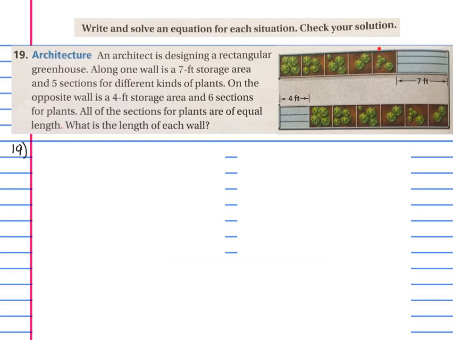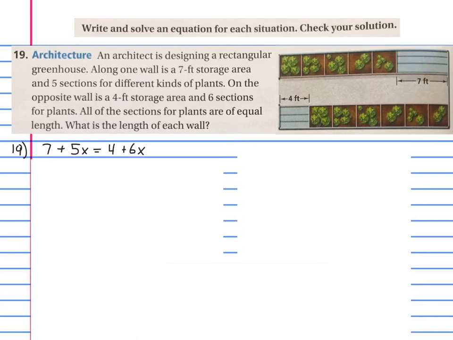So that means that we can say the length of this one, we can call it x, and then these all have that exact same length, okay? So we've got 7 feet plus 5x for the boxes, okay? And since the wall is exactly the same on both sides, this side over here we could say is 4 feet, or 4, plus 1, 2, 3, 4, 5, 6 boxes for 6x long.